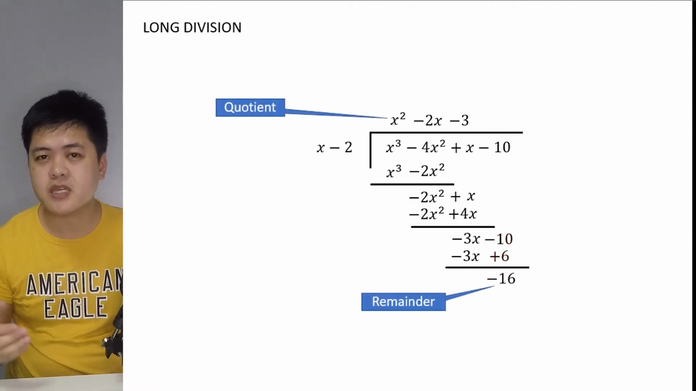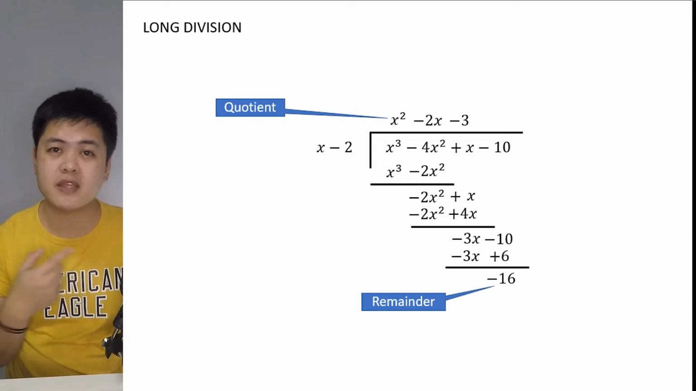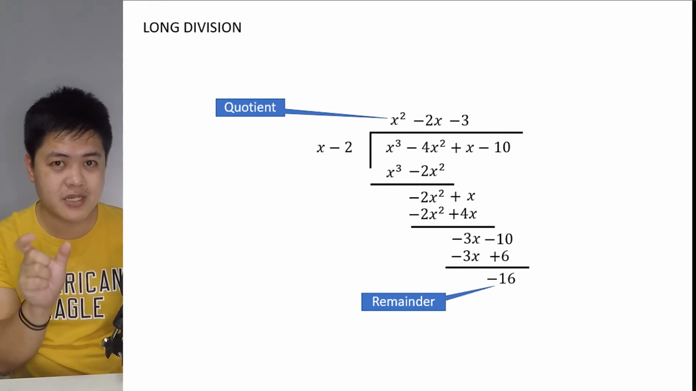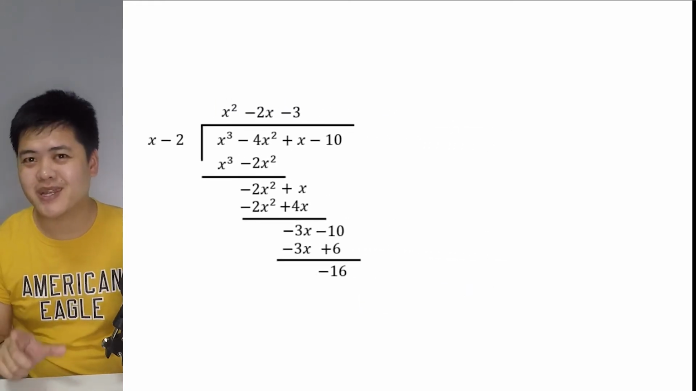Notice that negative 16, wala ka nang pwedeng i-bring down. Tapos yung negative 16 ay 1 degree lower than the divisor, which is a binomial, x minus 2. So, yung last digit ay yun yung remainder natin. Okay. So, ito na. Let's see.